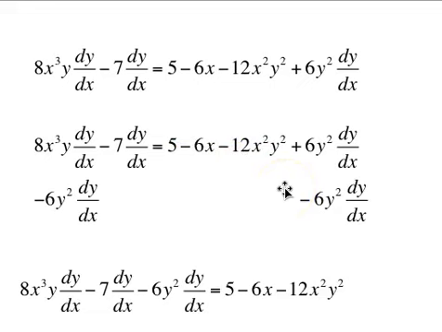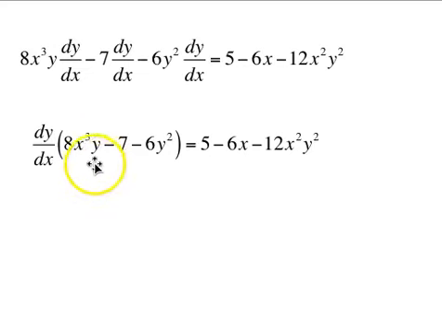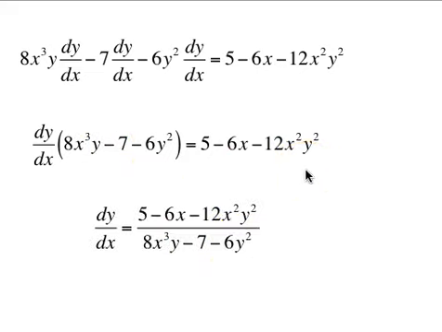Next up is to factor the dy/dx on the left side. So removing that, we'll have dy/dx times (8x cubed y minus 7 minus 6y squared) equals 5 minus 6x minus 12x squared y squared. Then I will divide both sides by what's multiplying dy/dx, and that is 8x cubed y minus 7 minus 6y squared. And that is dy/dx based on our original function. And that will conclude this lesson.